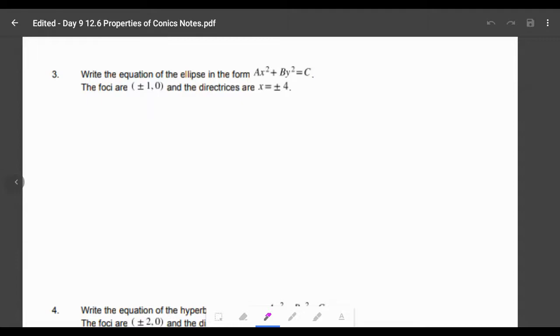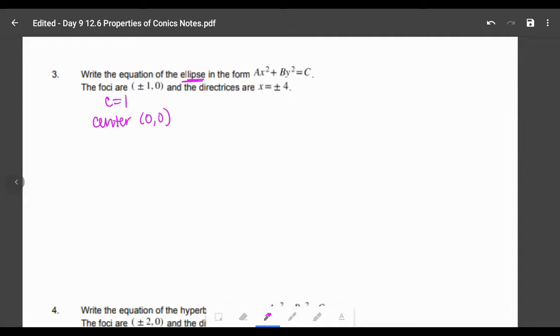Moving on to problem number 3, we are going to write the equation of the ellipse in standard form. And the focal points are at 1, 0 and negative 1, 0. So that tells us that c is equal to 1. And we also know that the center is equal to 0, 0.